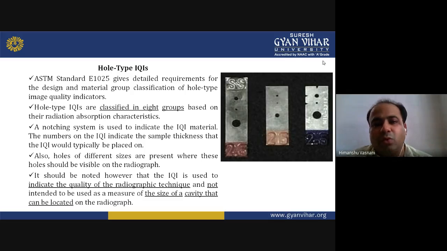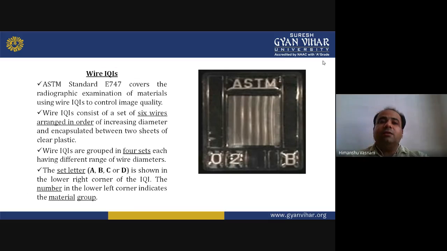See, the name says hole type IQI, so this image quality indicator may have holes of different sizes, and these holes should be visible on the radiograph. But the purpose of the IQI is to indicate the quality of the radiographic technique, not intended to be used as a measure of the size of a cavity that can be located on the radiograph. Now, wire image quality indicators.